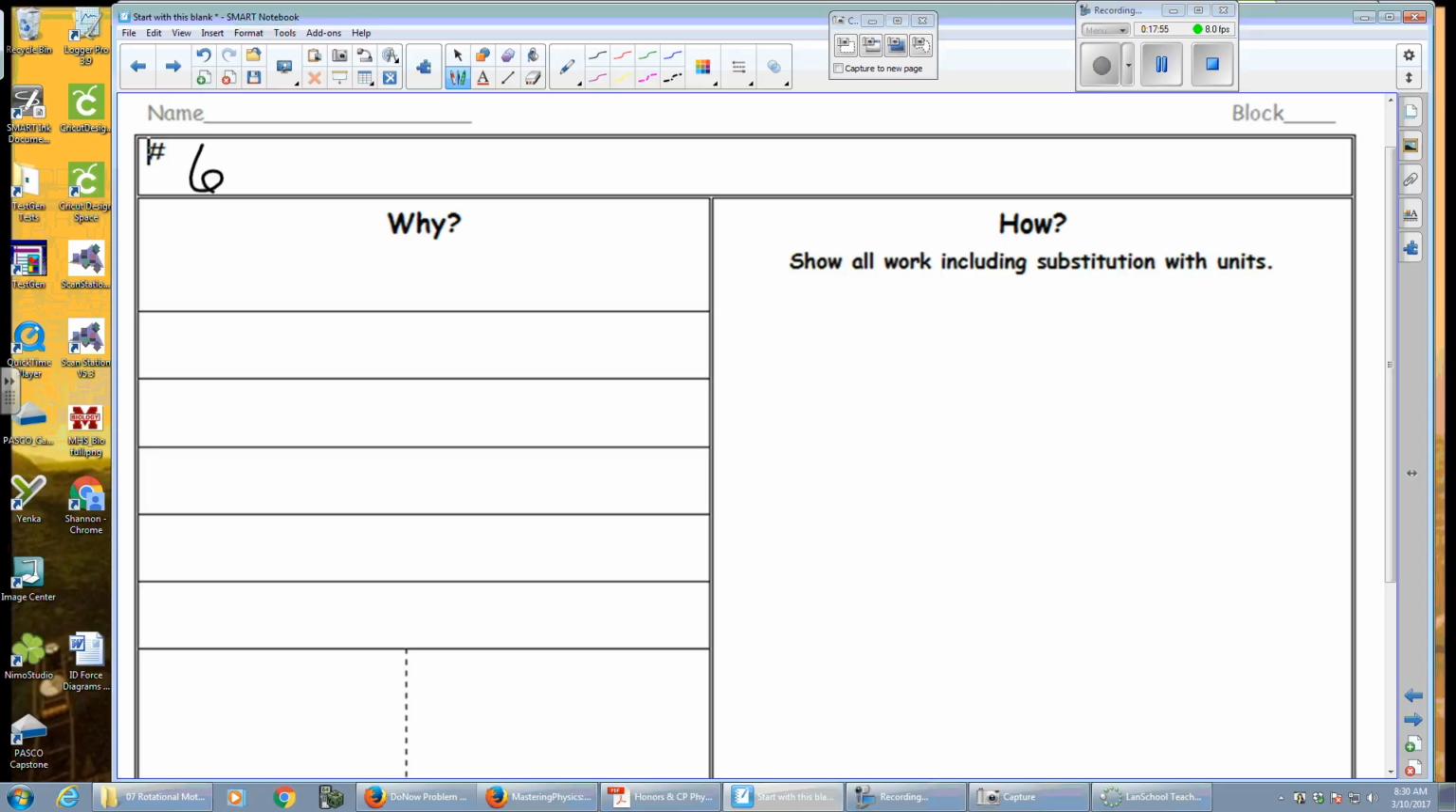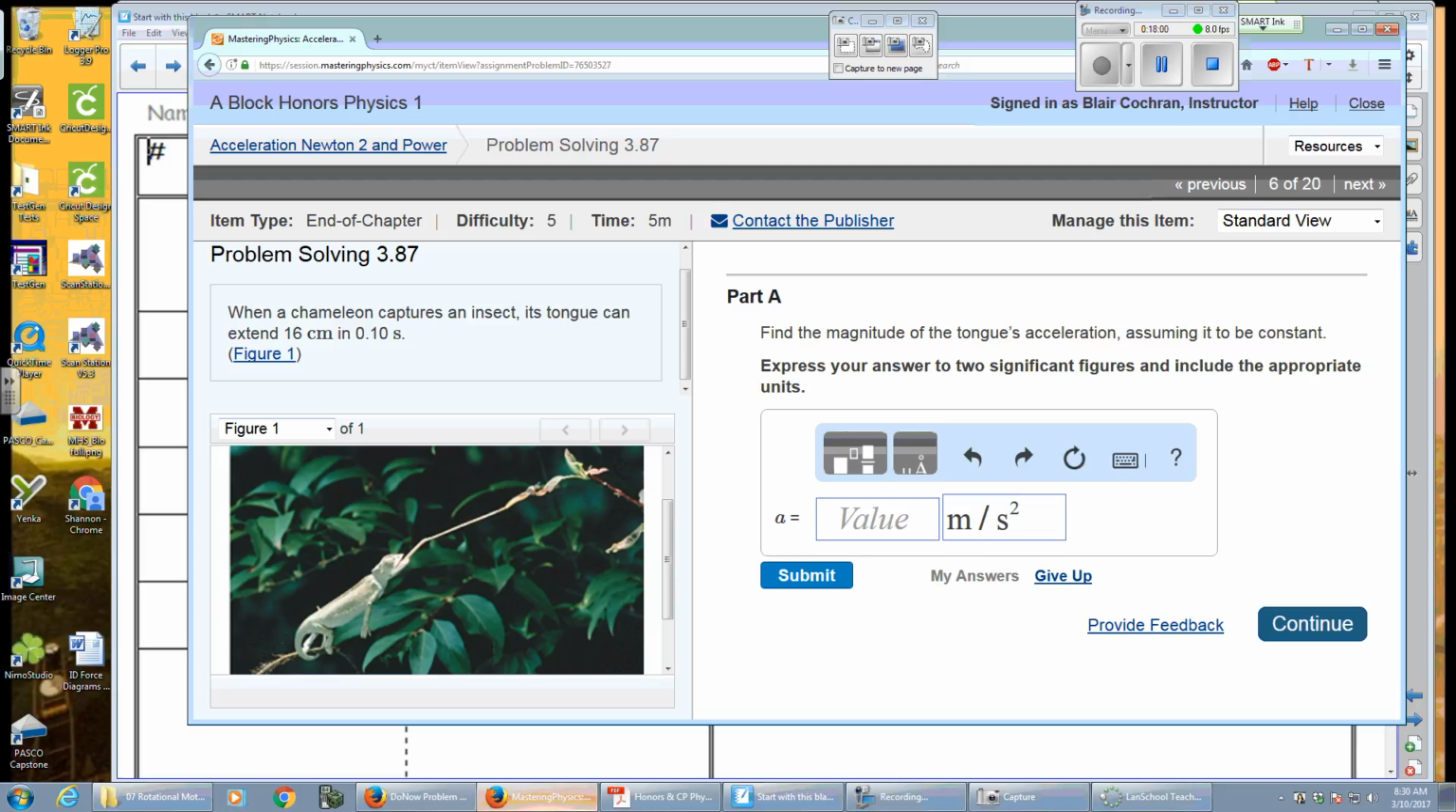All right, number 6. This is the one about the chameleon and its tongue. One thing I should watch right away is, ooh, they're throwing centimeters at me, right? Find the magnitude of the tongue's acceleration, assuming it's constant.